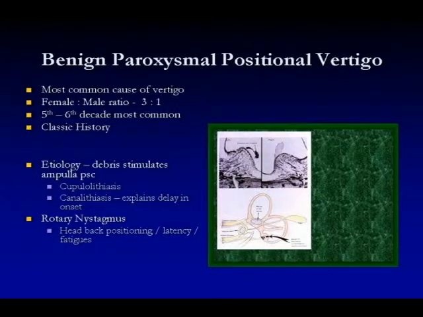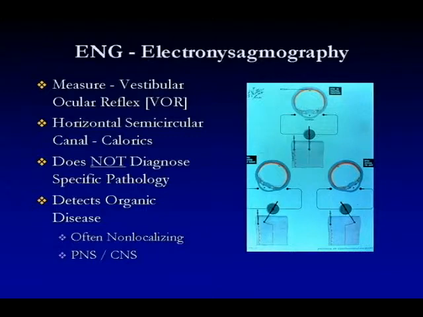The classic BPPV has a latency, and then it fatigues. It goes away. If you have someone who has a balance problem and it doesn't go away, it doesn't adapt, it's probably a central nervous system problem. And again, get an MRI.